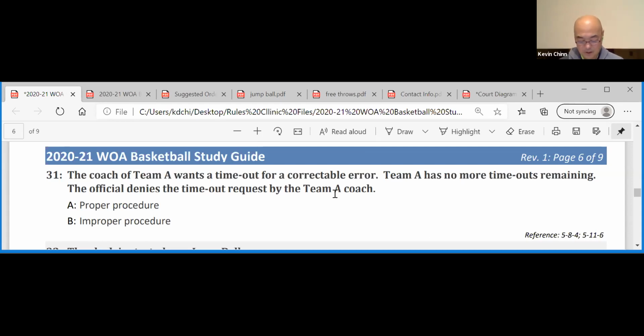But in this question, you never deny the correctable error request. So if he has timeouts and he's wrong, you charge him a timeout. If he doesn't have a timeout, and there's a correctable error request and he's wrong, you charge him with a technical foul. So the procedure is incorrect. You don't deny the situation. Okay?